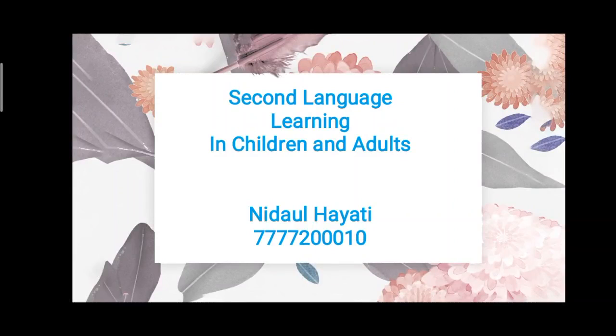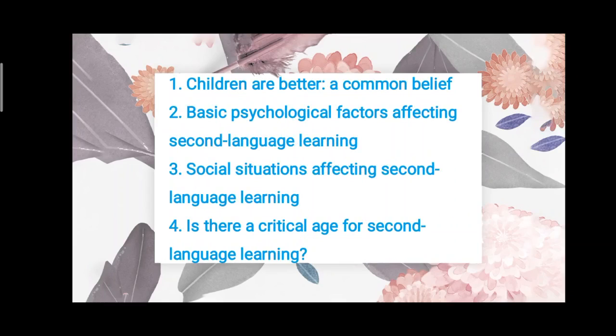I would like to explain about second language learning in children and adults. In this slide, I will explain, first, children are better, a common belief. The second is basic psychological factors affecting second language learning. The third is social situation affecting second language learning. And the last is whether there is a critical age for second language learning.